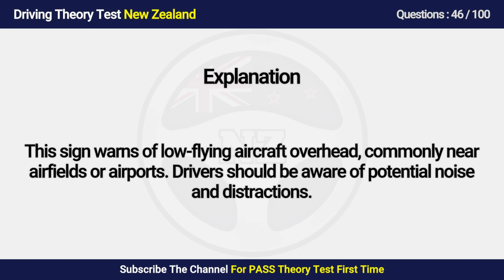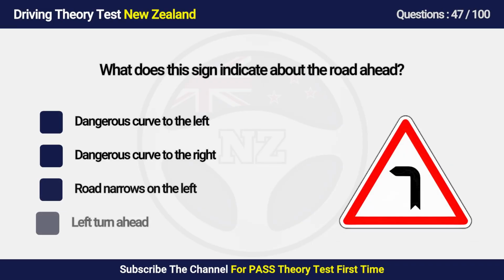Drivers should be aware of potential noise and distractions. Question 47. What does this sign indicate about the road ahead? A. Dangerous curve to the left. B. Dangerous curve to the right. C. Road narrows on the left. D. Left turn ahead.